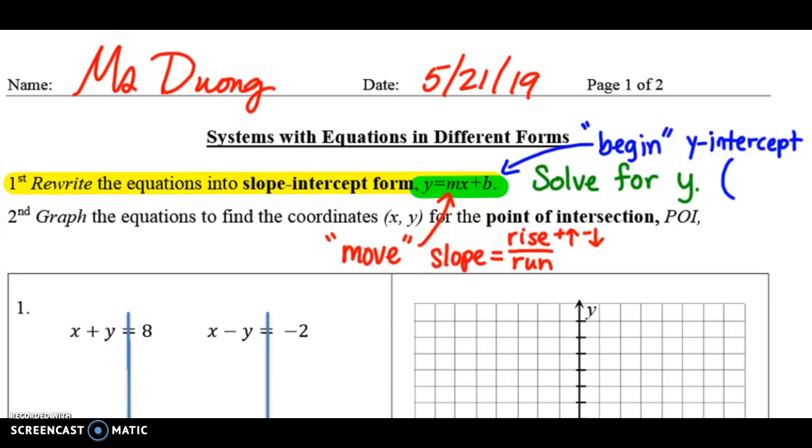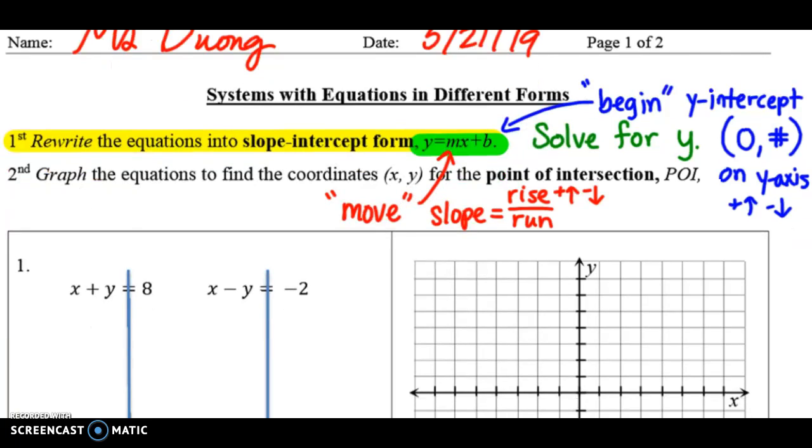That's the y-intercept. And it's a number in for y on the y-axis. If it's positive, you go up from the origin. If it's negative, you go down from the origin.